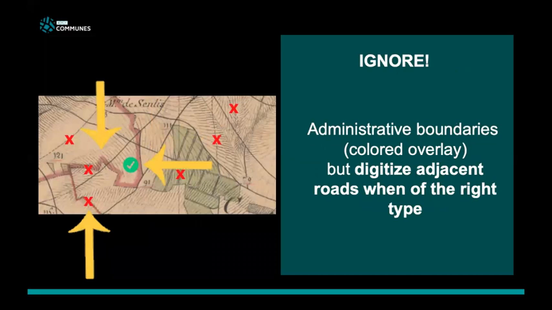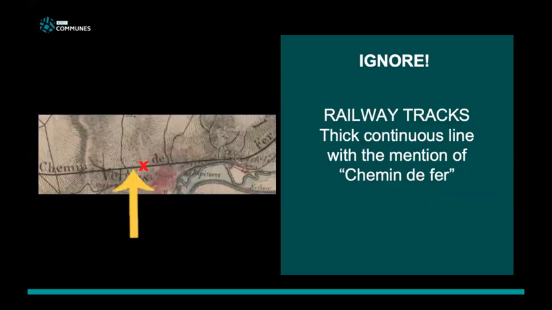Administrative boundaries in these maps are highlighted in either a red or orange color. These colored lines should not be digitized, but sometimes these boundaries are defined by roads, so please be aware that the adjacent roads should be digitized.